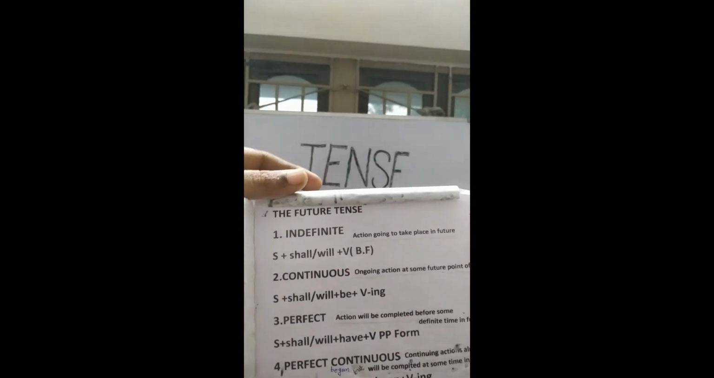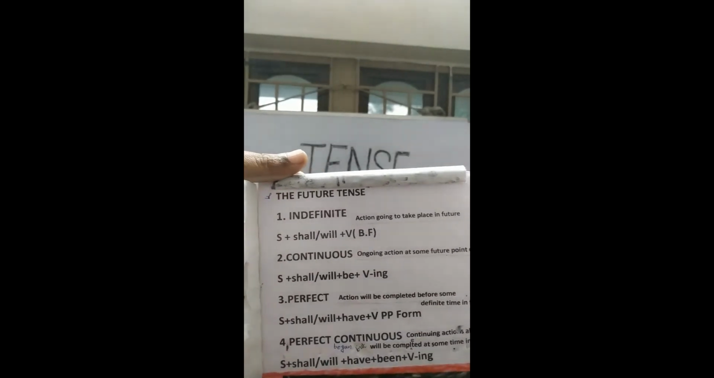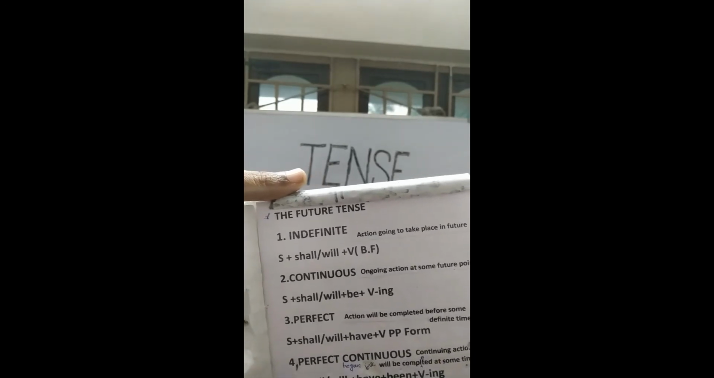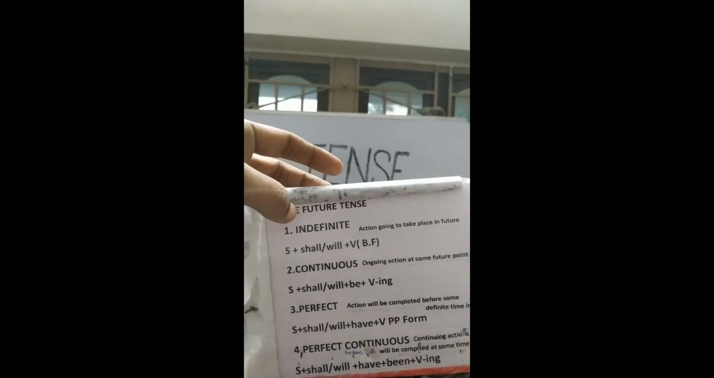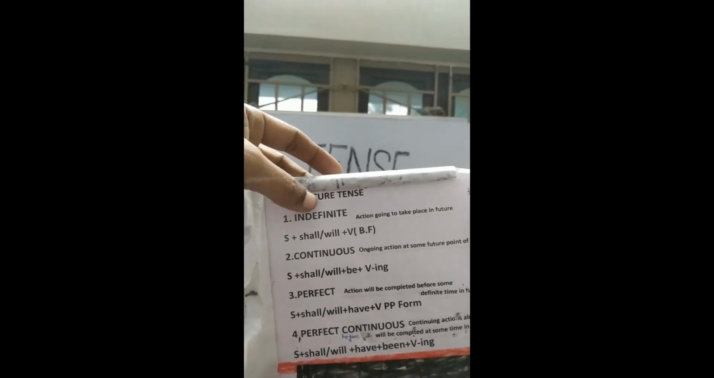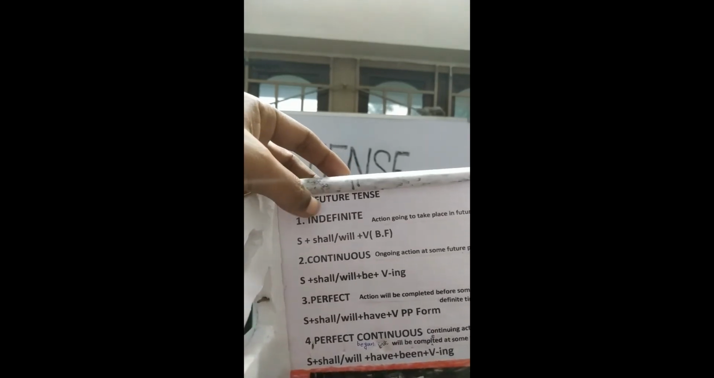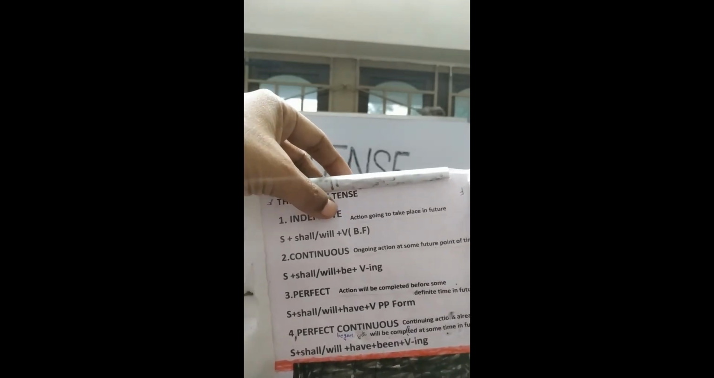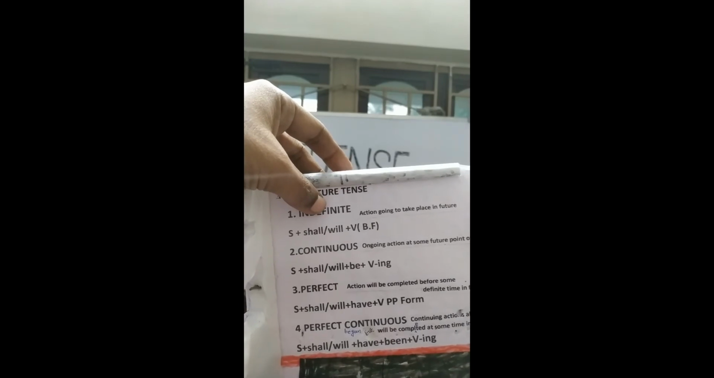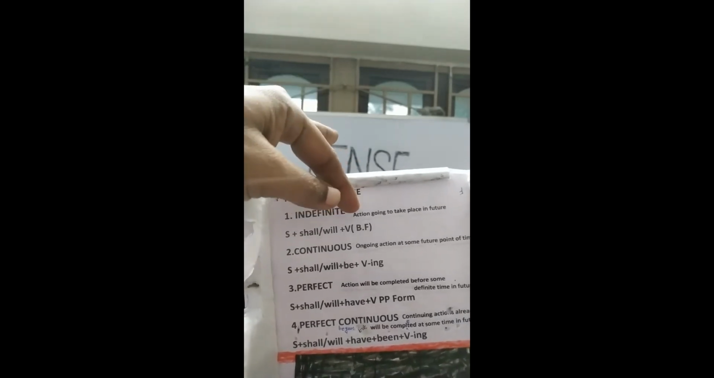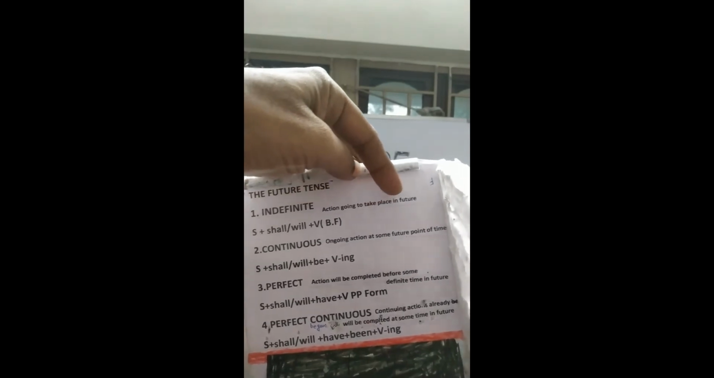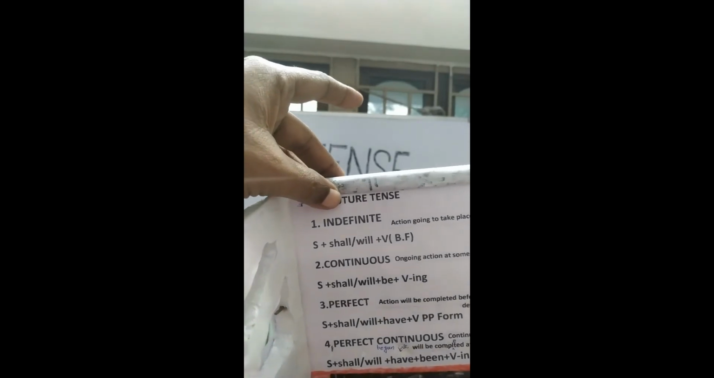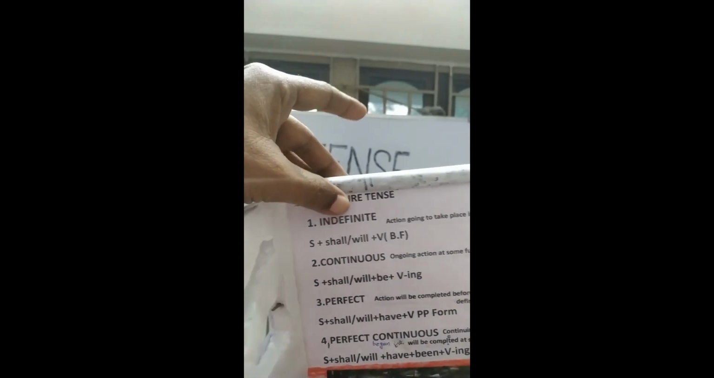The future tense. You know that the future tense always indicates an action which will take place in future. The first form is the indefinite form, the future indefinite tense. Its definition is, a future indefinite tense always indicates an action which is going to take place in future. See the definition. And what will be the sentence structure? The sentence structure will be like this.